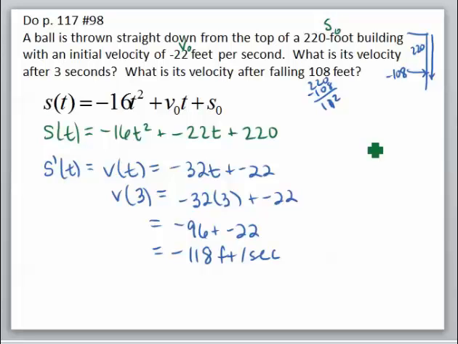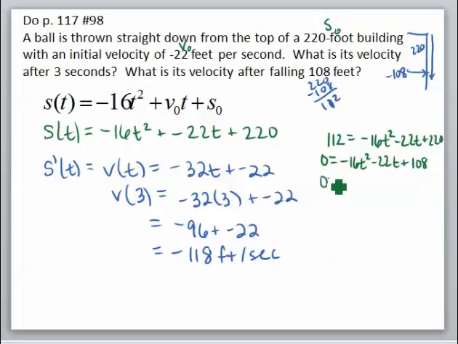Well, we need to know what time that occurs at. So in order to figure that out, I'm going to have to say, well, what time is the position 112? So I'm putting in 112 for my position into my position function, and then I'm going to solve for t. I'm going to set this equal to 0. Move the 112 to the other side, and that gives me a positive 108.